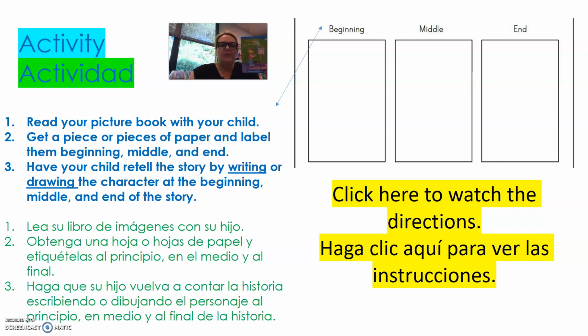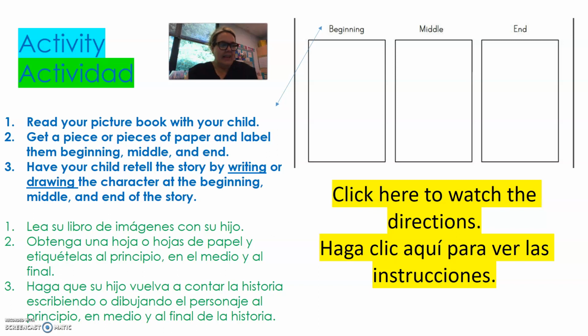But you're going to draw a picture of your character at the beginning of the story, the middle of the story, and the end of the story. You're going to do it either on a piece of paper, and you can just draw a box and then write beginning, middle, end. I wrote BME. Sorry, I'm not very good at pointing, am I, just now?